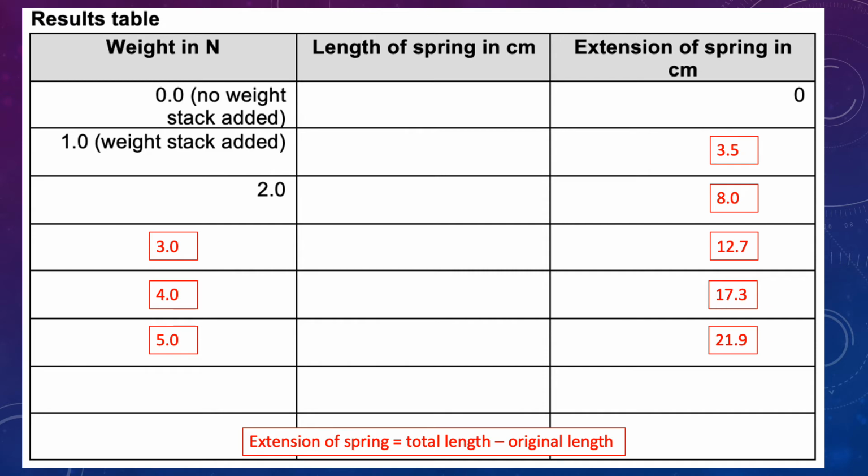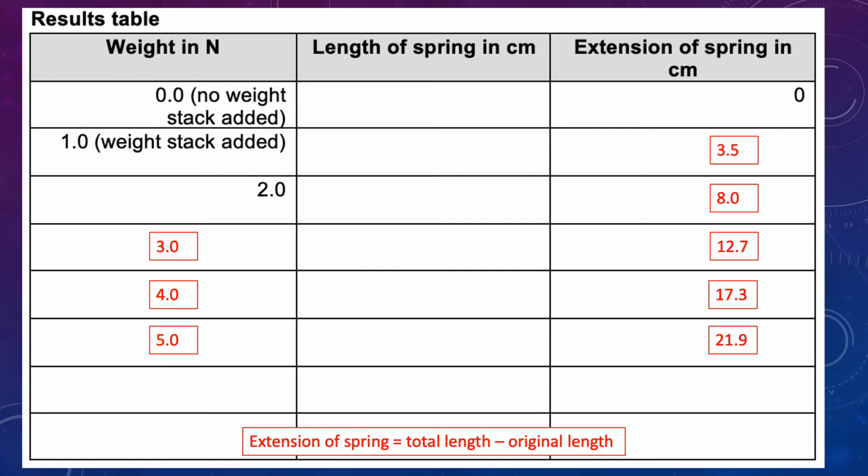All right. So this data is basically telling us that when we put on 1 newton of weight, there was an extension of 3.5 centimeters. When there was 2 newtons of weight, there was 8 centimeters of extension, and so on and so forth. The middle column here is what I would have had you do if you did this in class.